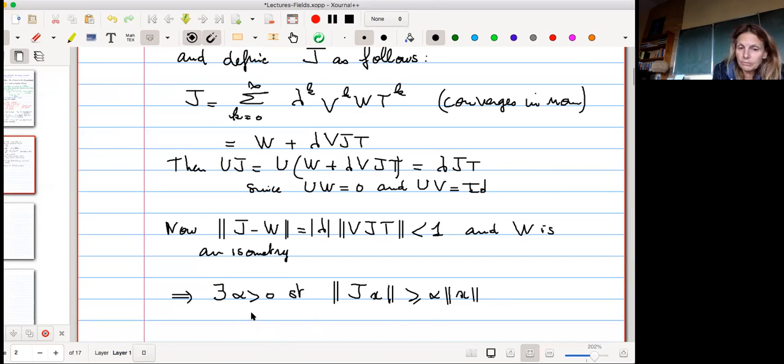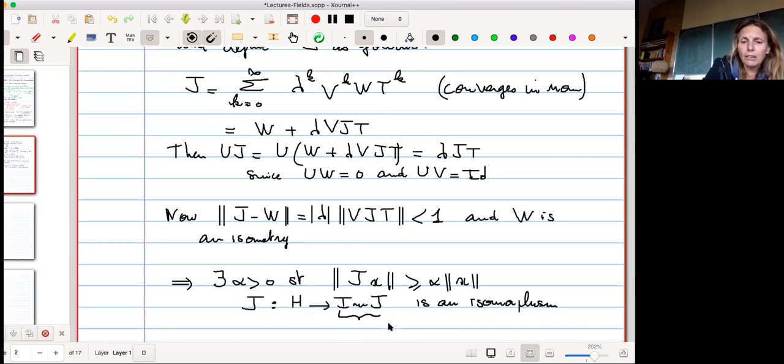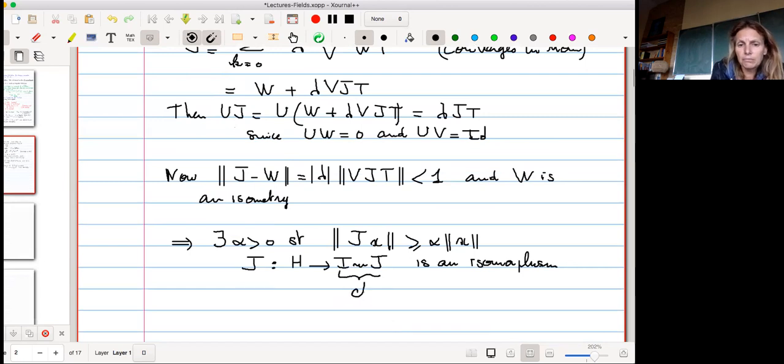So finally, J defined from H to its image, which is closed, is an isomorphism. And we have found a half subspace M, and J does the job. Okay, so as you see, it's a quite easy proof.